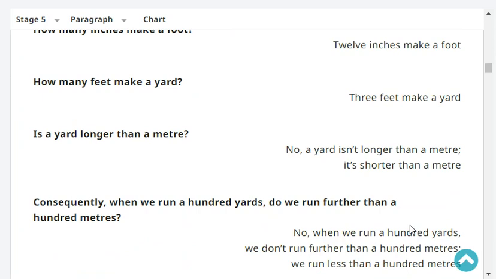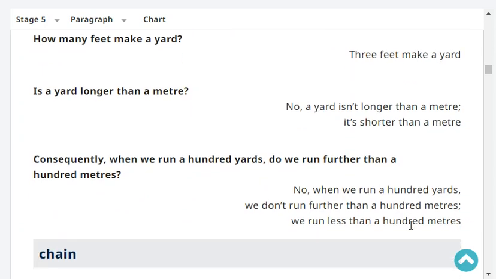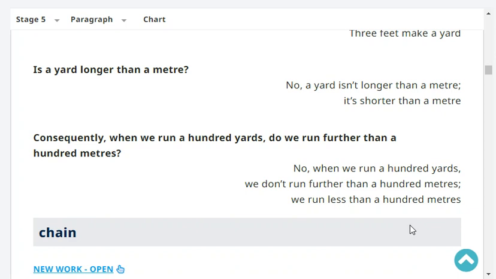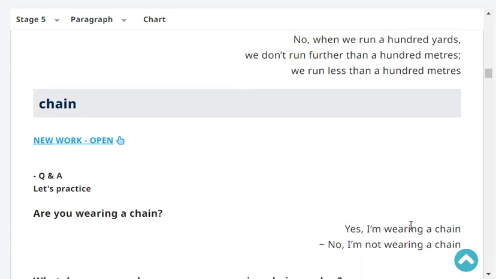Is a yard longer than a meter? No, a yard isn't longer than a meter. It's shorter than a meter. Very good. Consequently, when we run 100 yards, do we run further than 100 meters? No, when we run 100 yards, we don't run further than 100 meters. We run less than 100 meters. Very good.